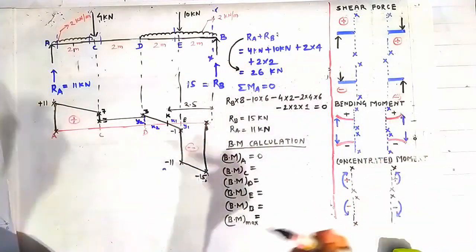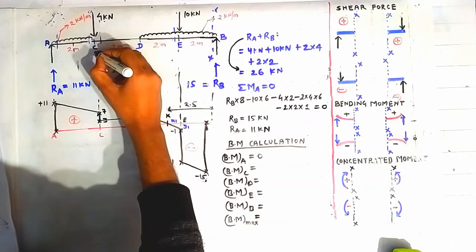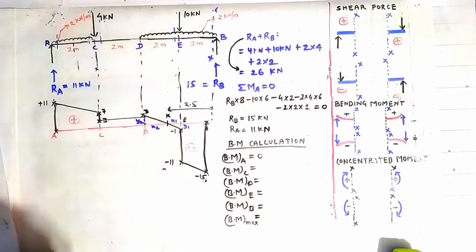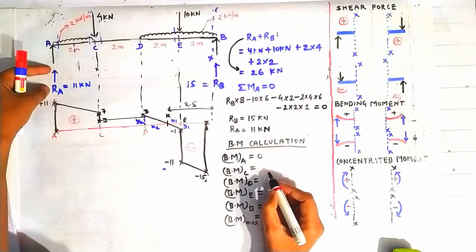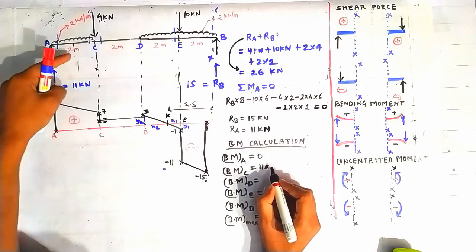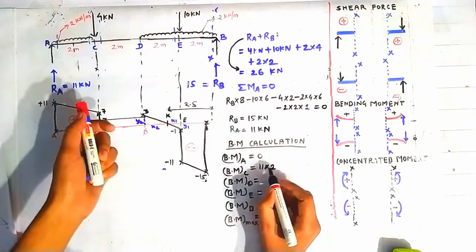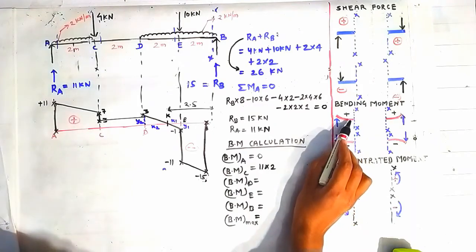The beam terminates there, and the bending moment at the point C can be found by constructing a section passing through this point C. Suppose this is the section XX. Now looking on the left side of this section, you can see that this force RA is contributing a bending moment of 11 into this distance 2, and it is positive in nature because it is creating a sagging bending moment according to this sign convention.